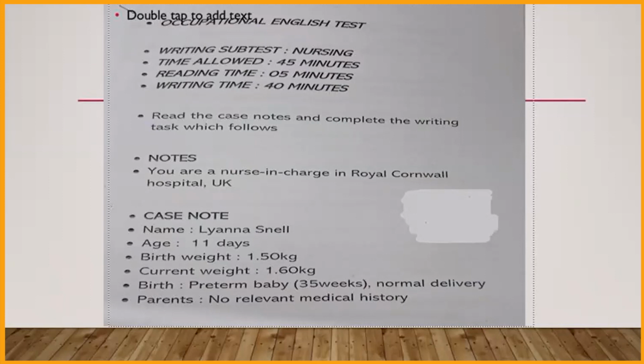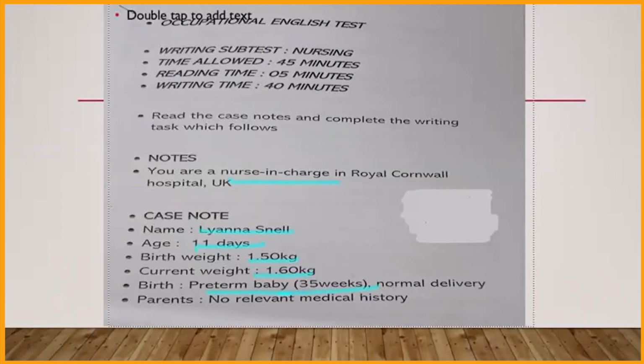Parents, no relatives. No, it's not important. Parents, no need. Preterm baby history, no need. Parents, no relevant medical history. That is not important. Okay. The rest are, yeah, I agree with you all. See, this is mine. I thought these were important.